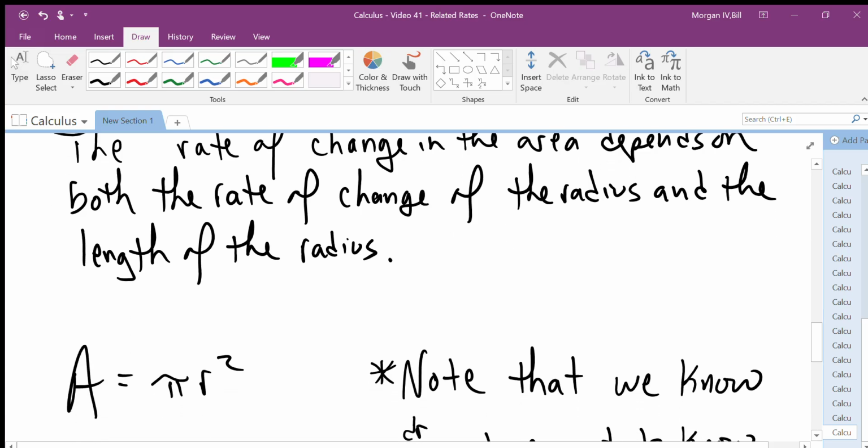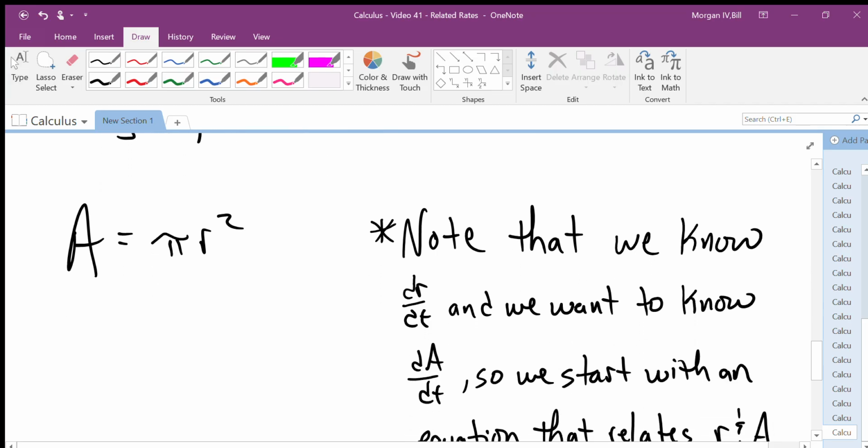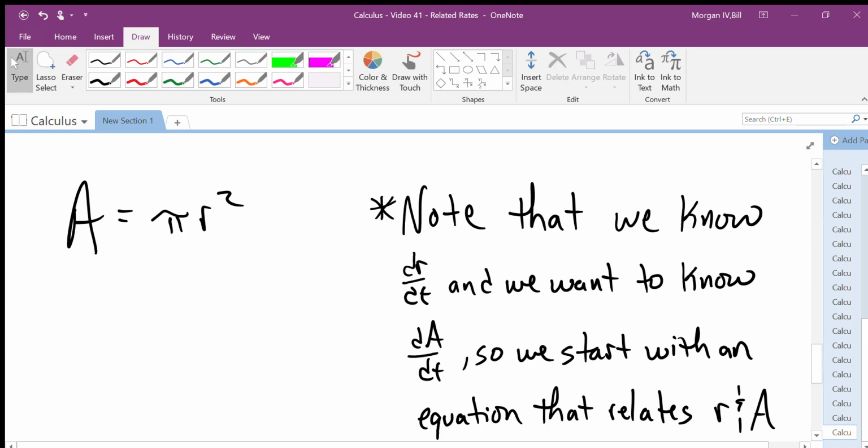But let's take a look at this area formula. The area of a circle is equal to pi r squared. Notice A for area equals pi r squared, r for radius. This equation, A equals pi r squared, relates the area of the circle to the radius of the circle. That's what we need to use.